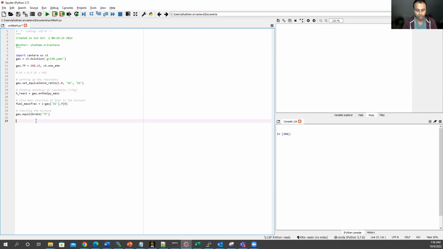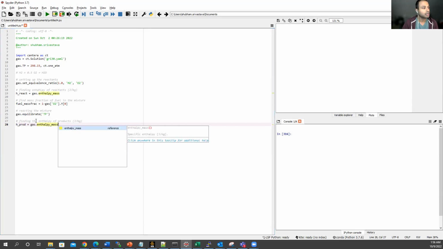All right, so now we will be finding the enthalpy of products in joules per kg. That will be H product equals gas.enthalpy_mass, right? So this will give the enthalpy of products.